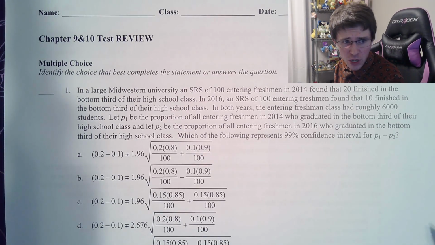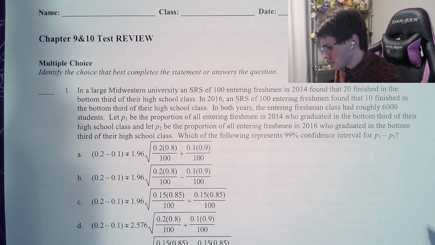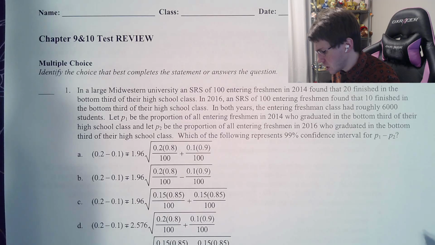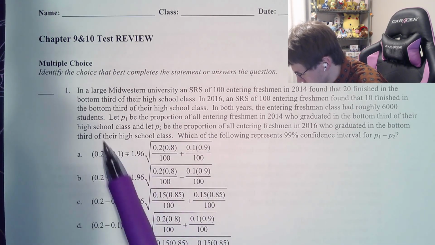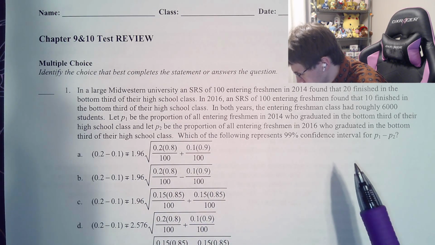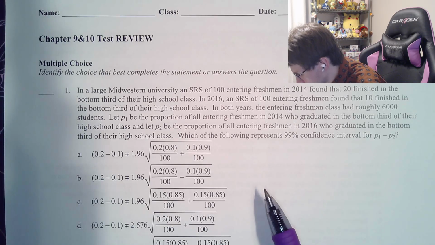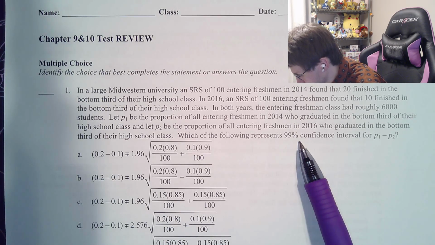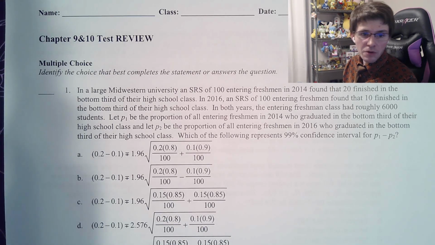In a large Midwestern university, a simple random sample of 100 entering freshmen in 2014, and so on. So much information here. Let P1 be this proportion, P2 is that proportion. And we're trying to figure out this 99% confidence interval. So a couple of things about this.